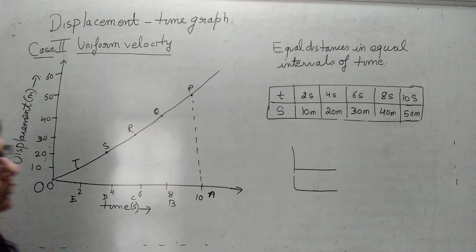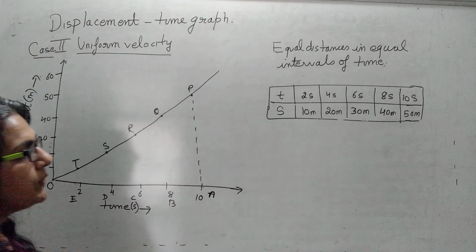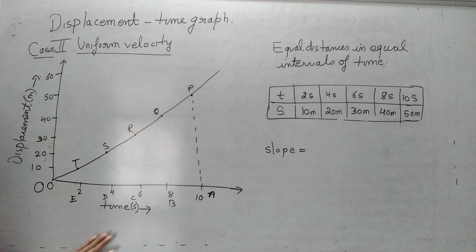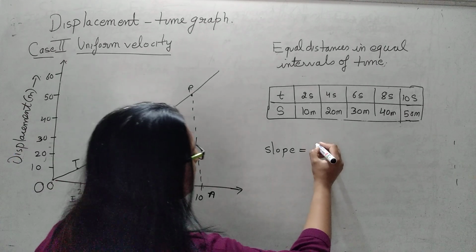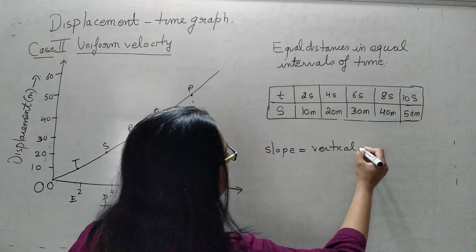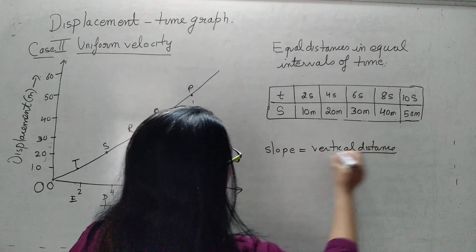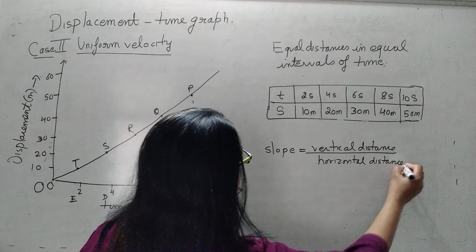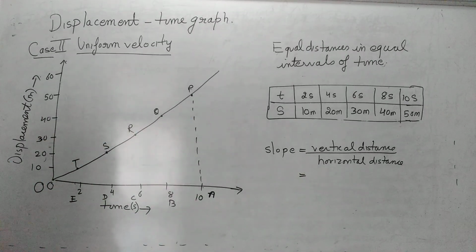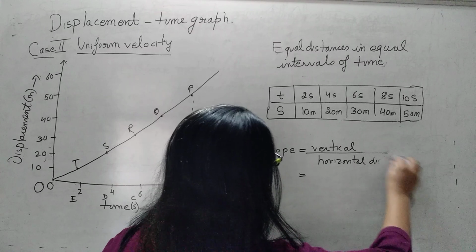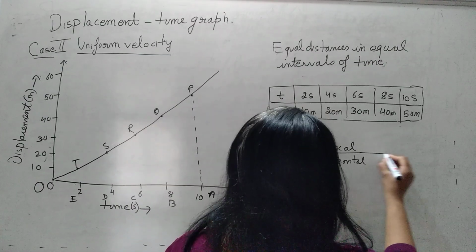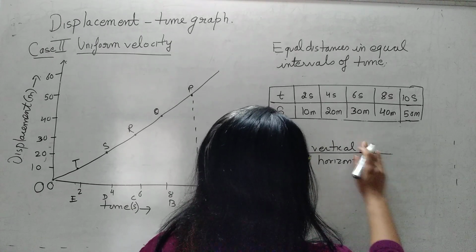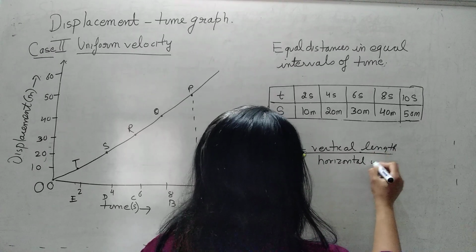Now you can find the slope by any method. Why are we finding the slope? We are finding the slope to find the velocity. Velocity कैसे पता करते हैं? With the slope. Slope is always the vertical distance over the horizontal distance. So I think instead of writing the distance word, I should better write it as vertical displacement, vertical length over the horizontal length.